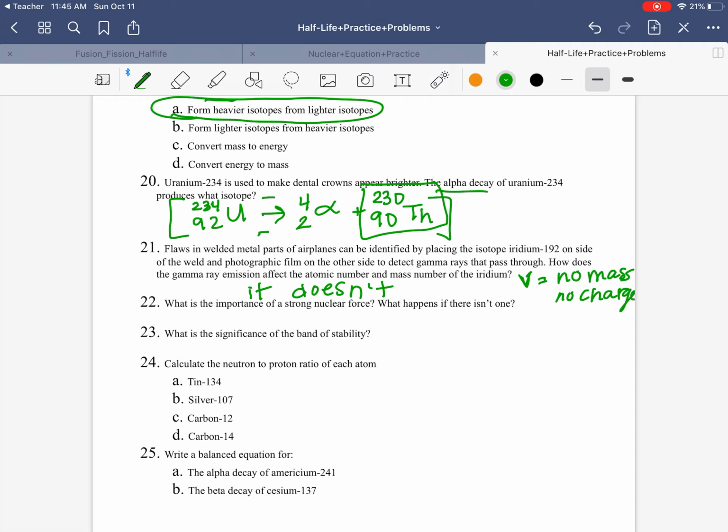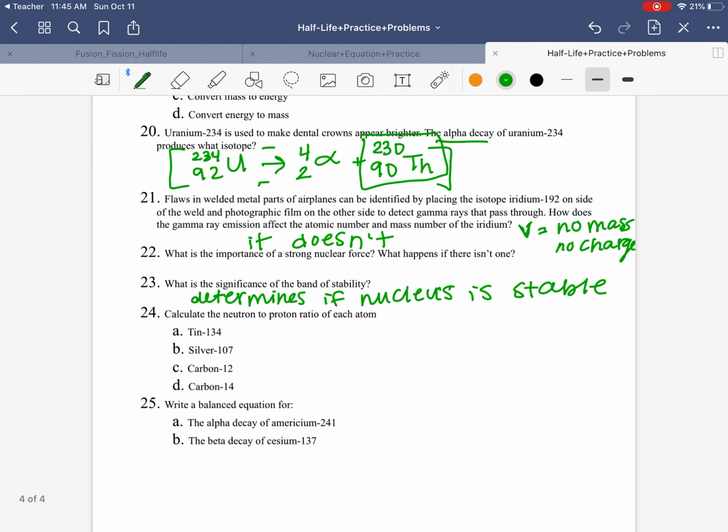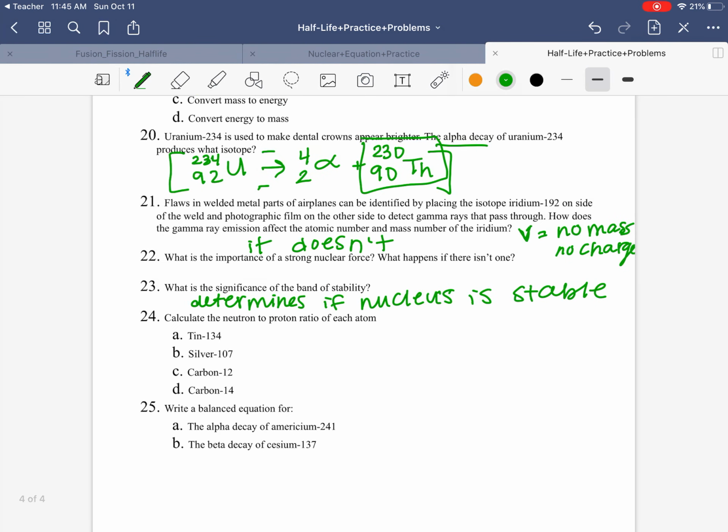What is the significance of the band of stability? It determines if the nucleus is stable. Okay? So calculate the neutron to proton ratio of each, and then write a balanced equation for the alpha decay of americium 241. I'm sorry. Okay, so tin.